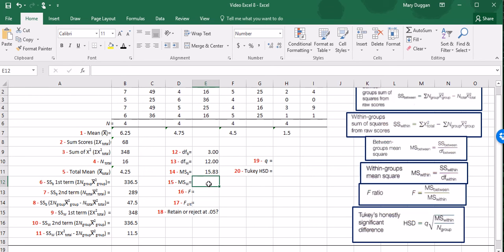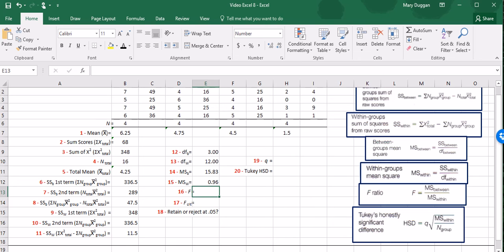And I'll do the same for the mean square within group, equals. I'm going to select the sum of squares within and put it over the degrees of freedom within. And so our mean square within groups is 0.96. And finally, we're going to get to calculate the F statistic. It's been a long process, but we're here.